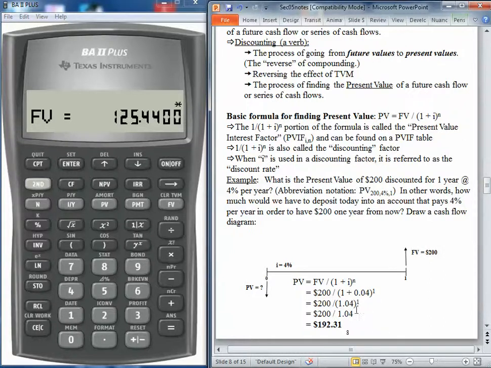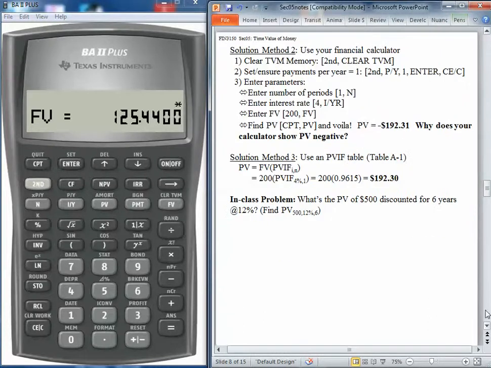We plug these numbers into the present value equation, where $200 is the amount needed, 1 plus the interest rate as a decimal raised to the number of compounding periods. And we find that if we invested or deposited $192.31 today, it would grow to $200 1 year from now.